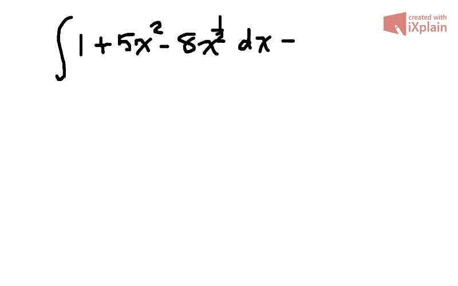So, the integral of 1 plus 5x squared minus 8x to the half with respect to x. We're going to integrate each one of these terms separately, starting with the integral of 1. And we're going to write a little note here on the side to see in detail how we integrate a constant 1 with respect to x.